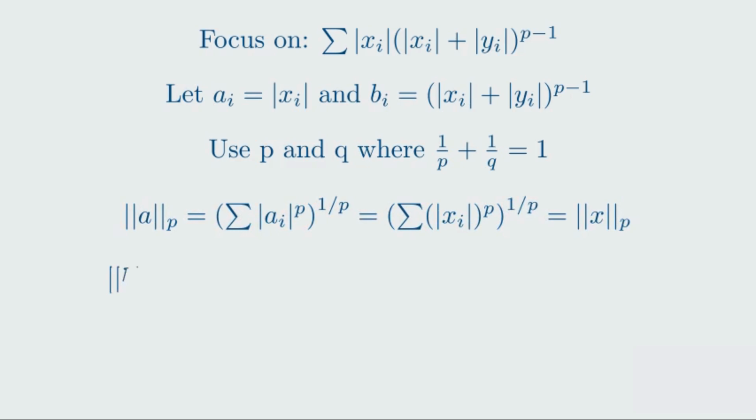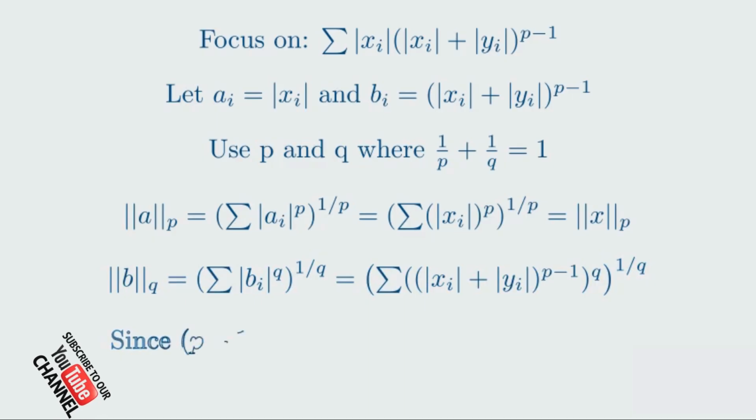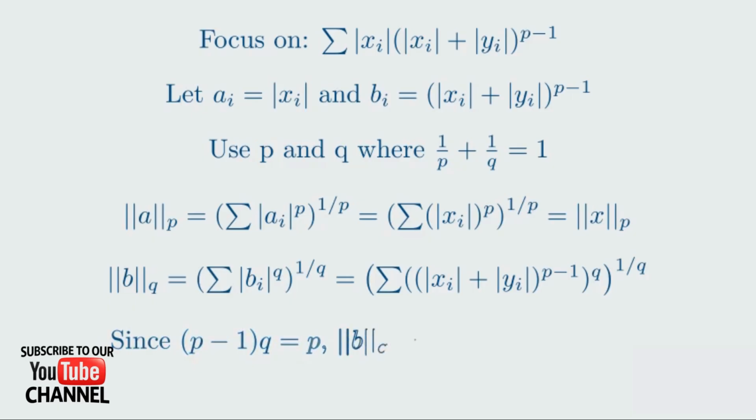For the B sequence, we need its q norm. This means we sum the qth powers of each term and take the qth root. The key observation here is that (p-1) times q is exactly equal to p. This is because, from 1/p + 1/q = 1, we get q(p-1) = p. Because (p-1)q equals p, the expression simplifies. We get the sum of (|x_i| + |y_i|)^p, all raised to the power of 1/q. This is almost the p norm of x + y, except it's raised to the power of 1/q instead of 1/p.